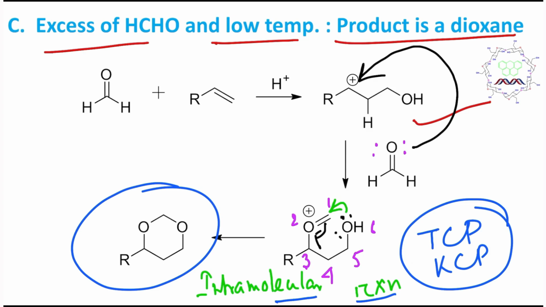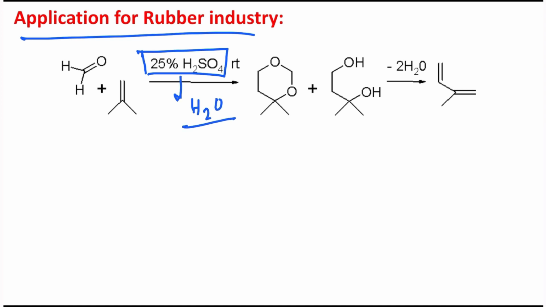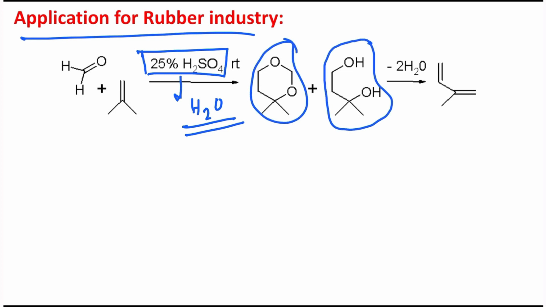Now let's come to some examples, and the first example is related to industry, that is the application in the rubber industry. How? We know that in the presence of 25% sulfuric acid at room temperature, meaning the rest is water, so in the medium water is there, so you can expect that first of all this is the major product, you can expect some amount of this may be there in the reaction medium, but eventually both will result in the same product because in acidic medium.